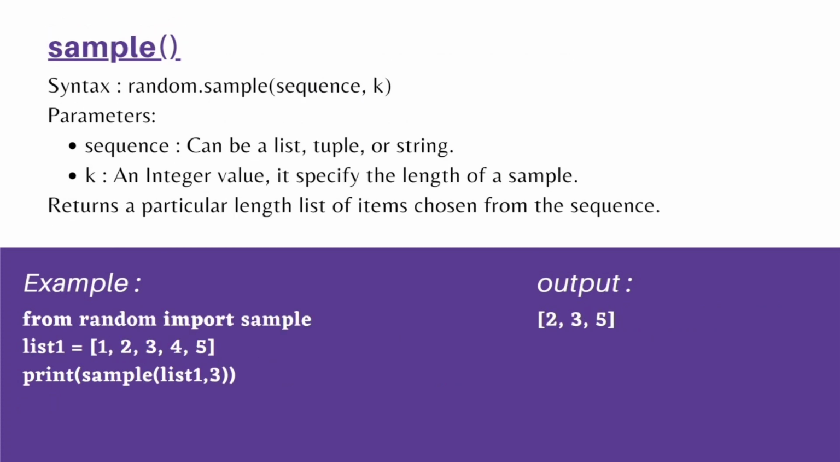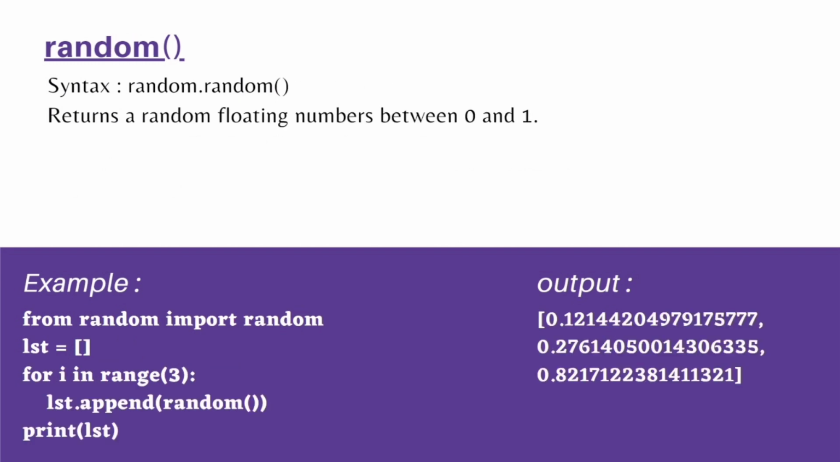Next is sample. Syntax is random.sample(sequence, k). Parameters: sequence can be a list, tuple or string. K is an integer value specifying the length of the sample. Returns a list of the particular length of items chosen from a sequence. Random. Syntax is random.random(). Returns a random floating point number between 0 and 1.